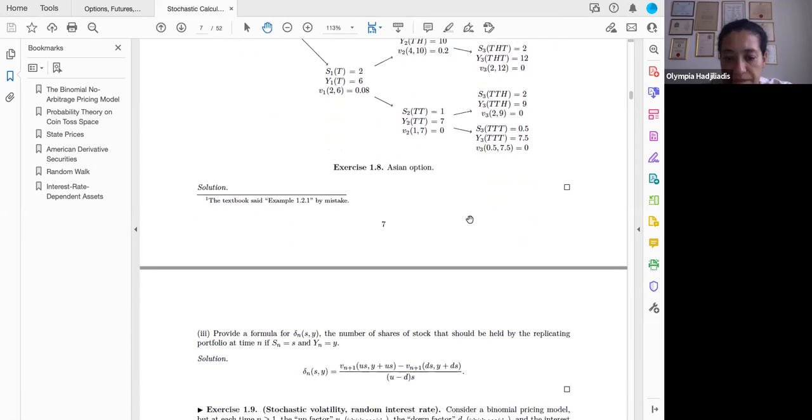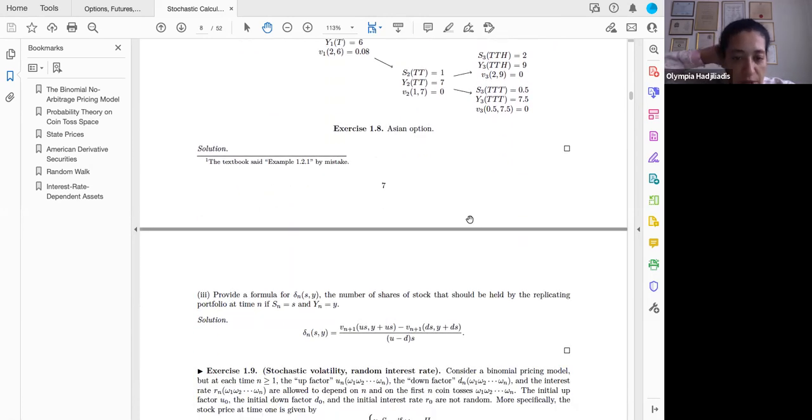And that's that. You provide the formula for Δn(s,y), the number of shares of stock that should be held by the replicating portfolio at time n, if Sn is equal to s and Yn is equal to y. Well, we know that Δn(s,y) is V_{n+1}(us, y + us) minus V_{n+1}(ds, y + ds), over (u − d)s.